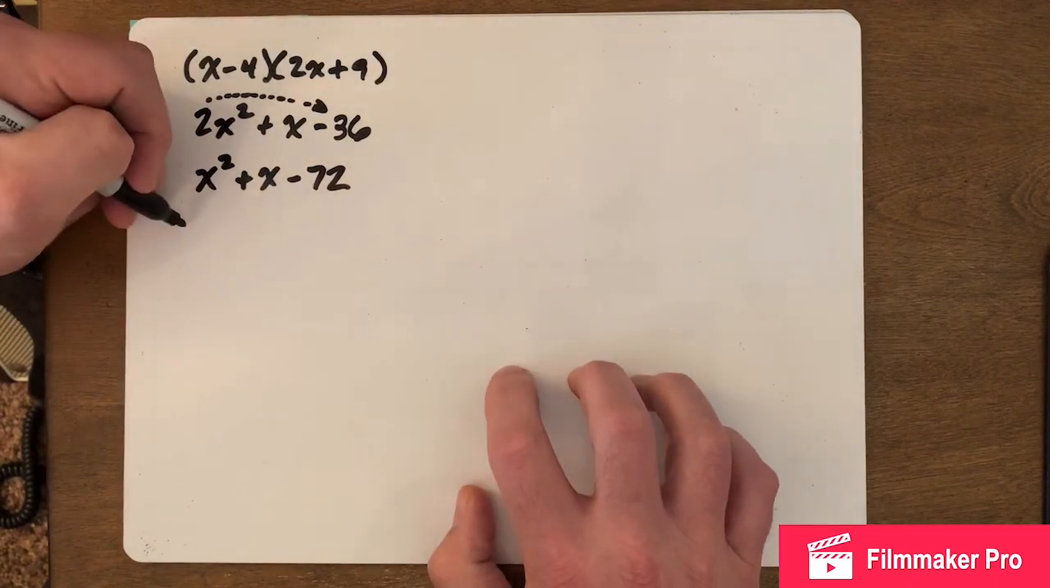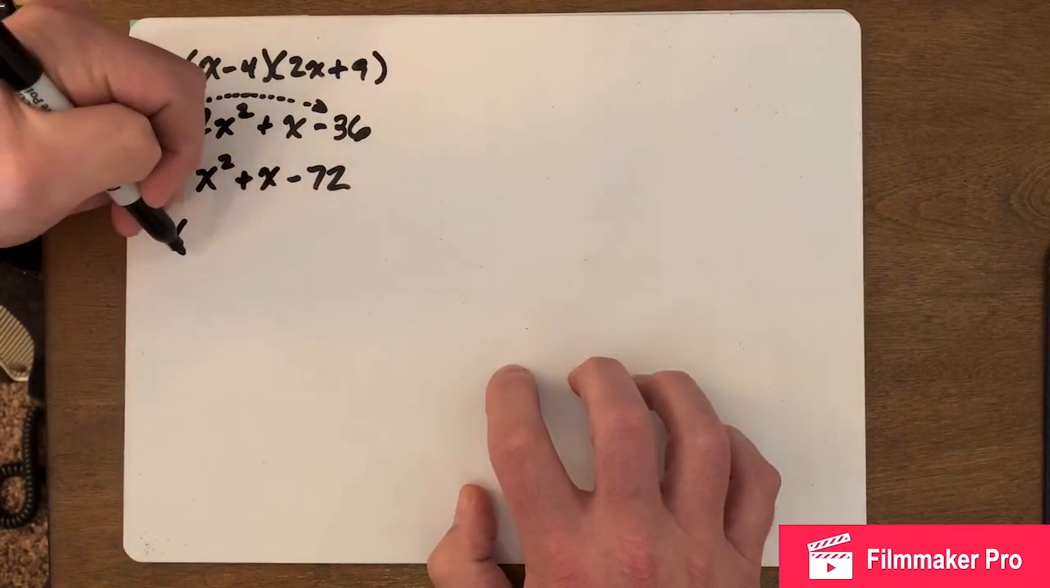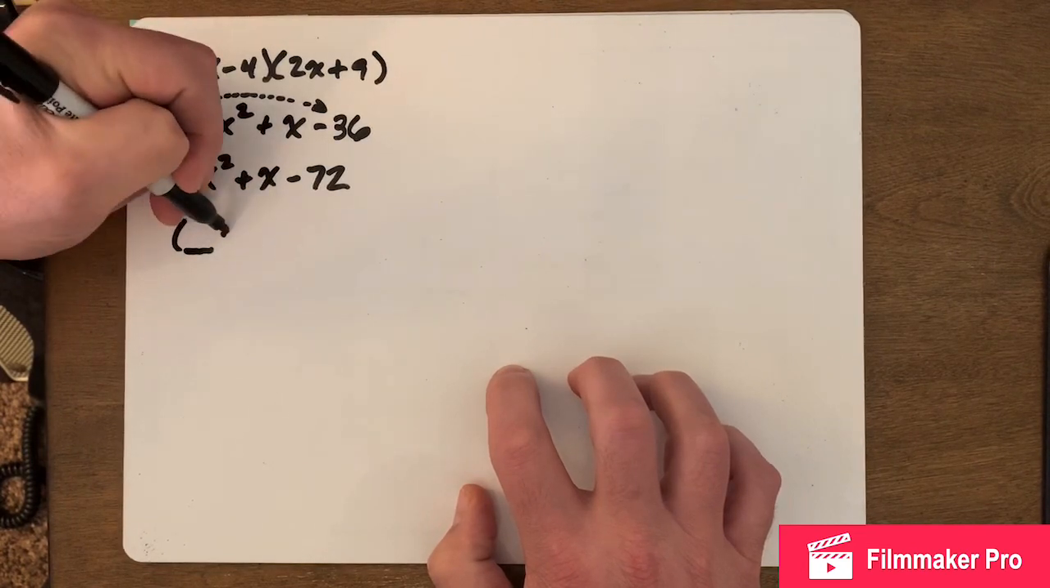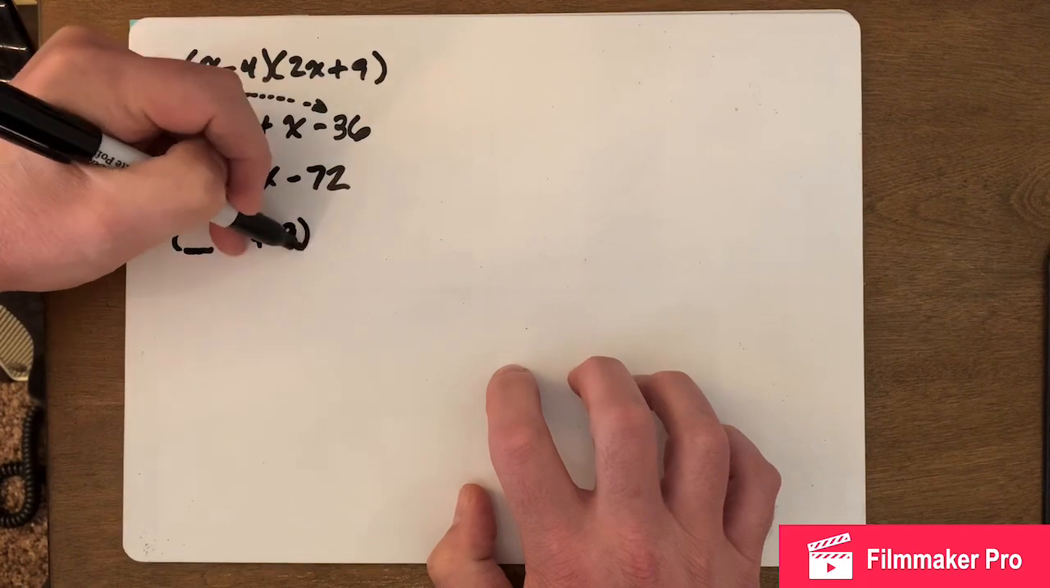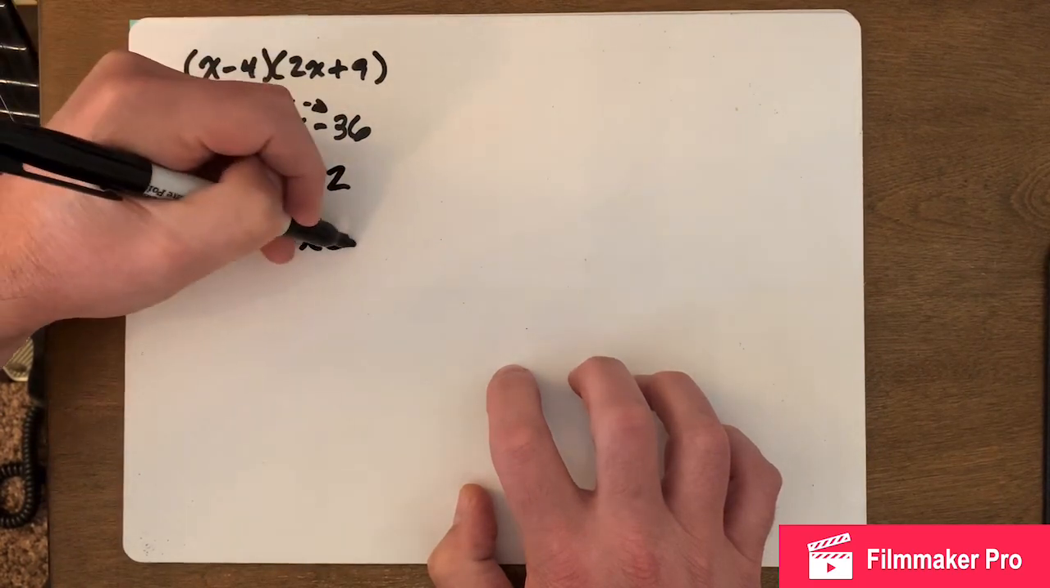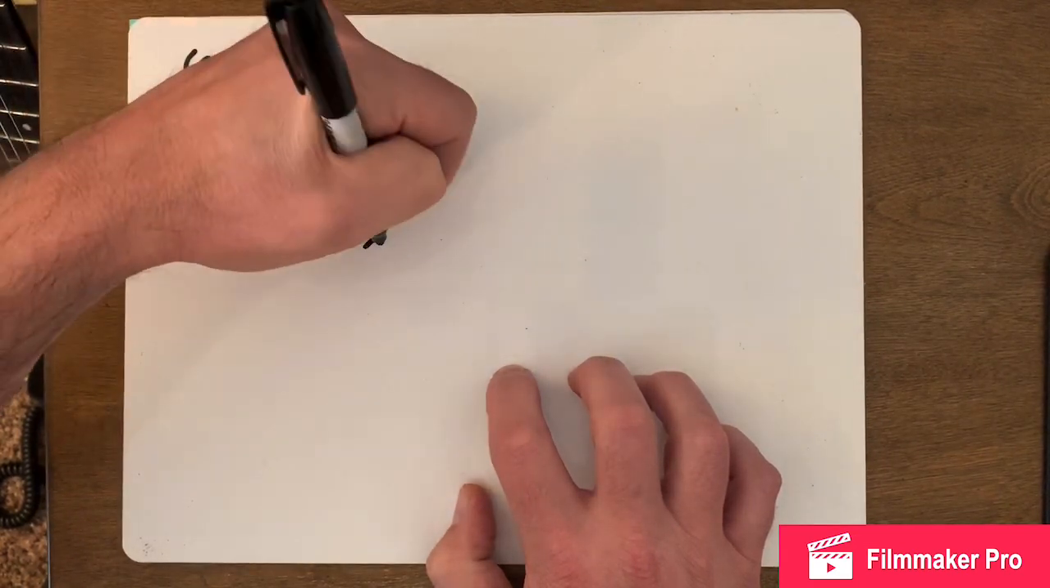So what we do is we go ahead and write those two factors down. But I'm going to leave a space in front of the x's. x plus 9. And I'm going to leave a little space here. x minus 8.